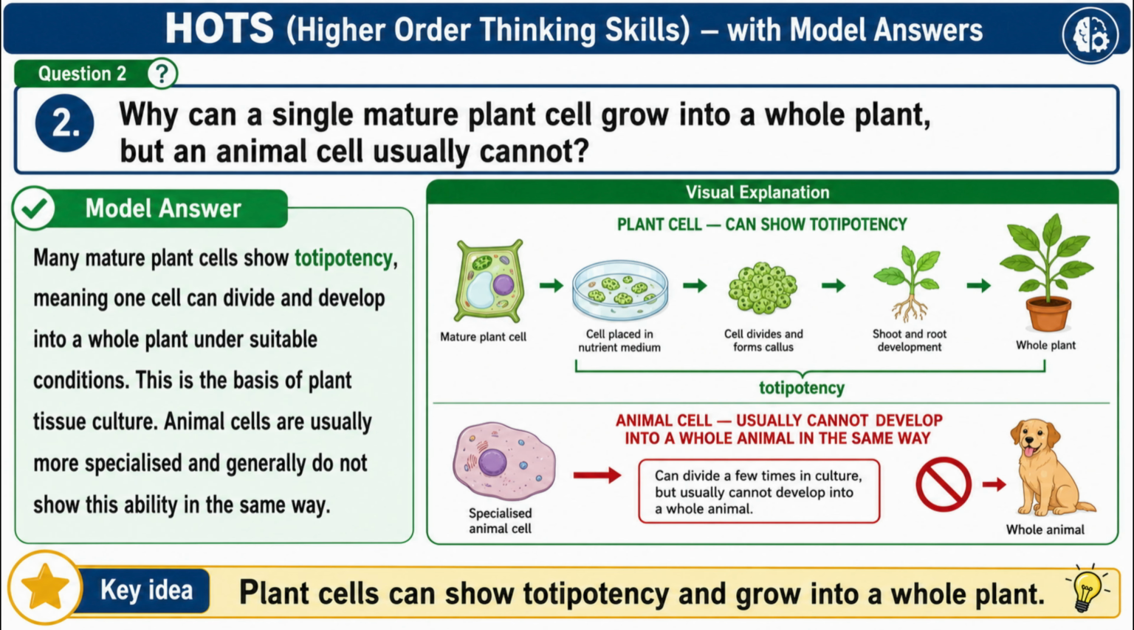2. Why can a single mature plant cell grow into a whole plant, but an animal cell usually cannot? Answer. Many mature plant cells show totipotency, meaning one cell can divide and develop into a whole plant under suitable conditions. This is the basis of plant tissue culture. Animal cells are usually more specialized and generally do not show this ability in the same way.